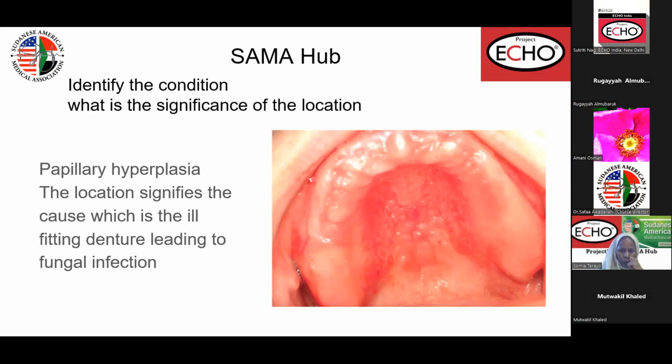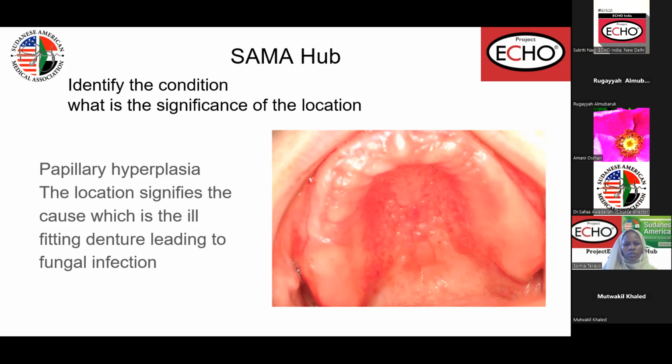The importance of the location is that it actually gives away the cause for the condition. Because of the denture wearing patients, when they have ill-fitting dentures, this will lead to accumulation of food or chronic trauma in this area, leading to this infection, which will eventually appear clinically as the aggregated little papillary red projections in the hard palate.